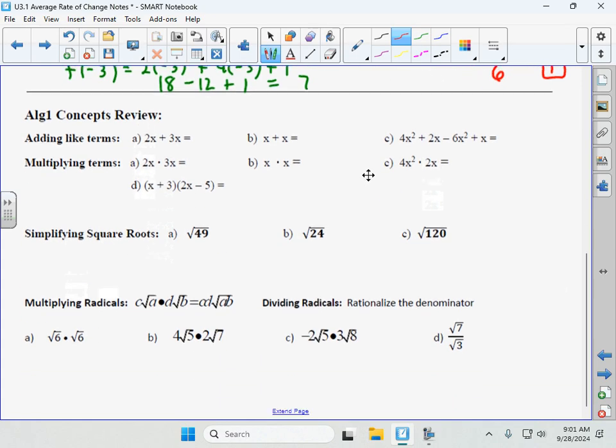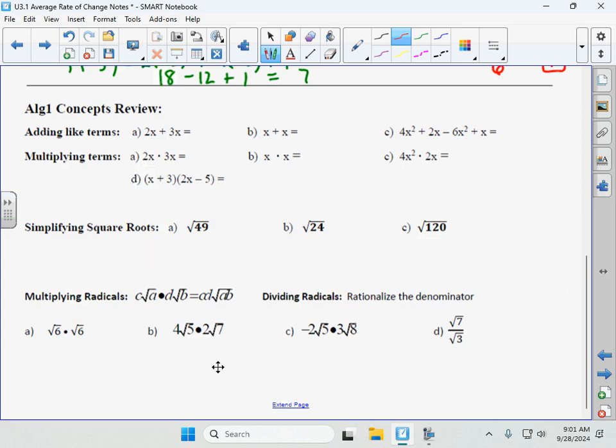All right, and then this last thing I want to do is just review some Algebra 1 concepts, because these concepts are going to come in a lot in this Unit 3 as we progress through the lessons. And so I just want to kind of go back and review some of these concepts.